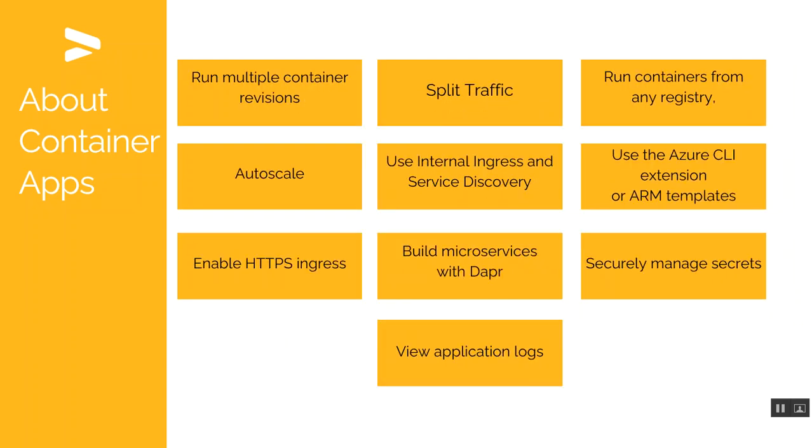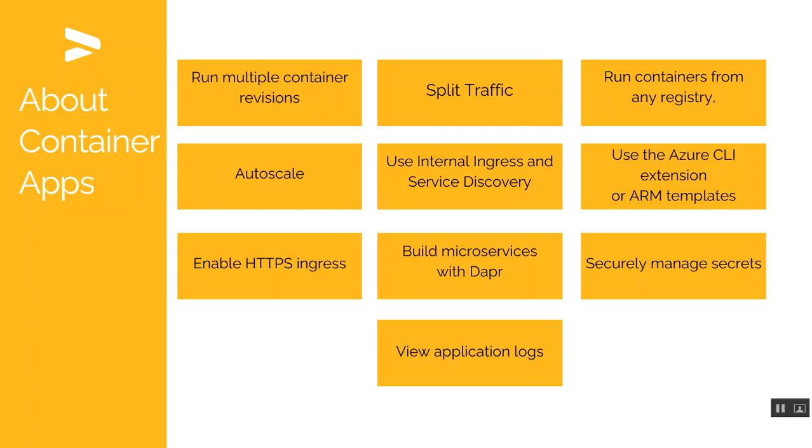Container Apps allow you to run multiple container revisions. That means when you deploy a container app, it is considered revision 1. If you have any minor or major modification and deploy it a second time, you get revision 2. You can run multiple revisions and split the traffic, 50% to revision 1 and another 50% to revision 2. You can run containers from any of your favorite registries like Azure Container Registry or Docker Hub Registry. It supports autoscale and has inbuilt Dapr support.